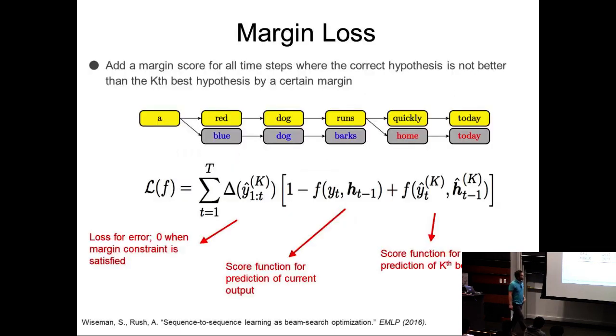So again, this is something to look at if you're interested in the problem where you're really trying to optimize for the beam search output. This just appeared in 2016, and it's fairly easy to optimize.